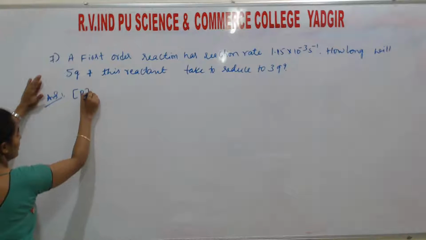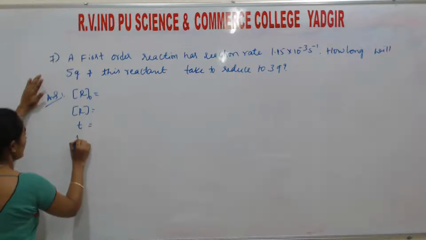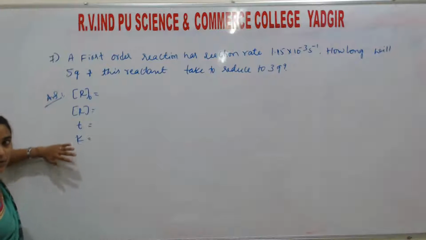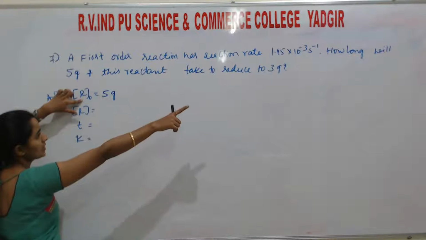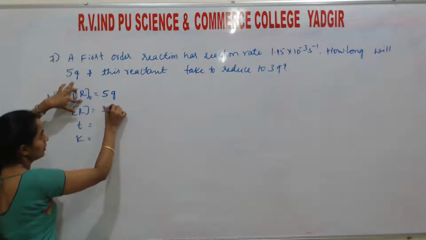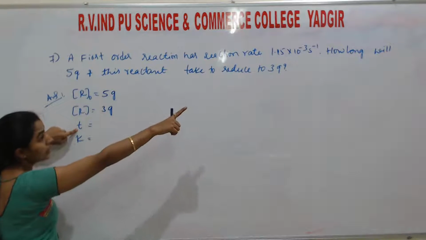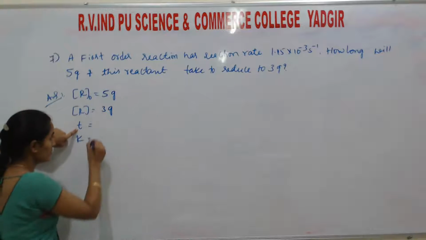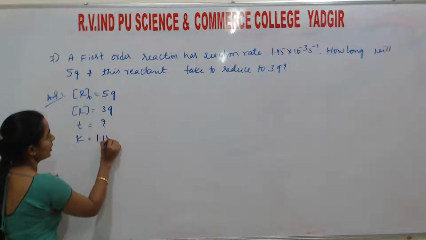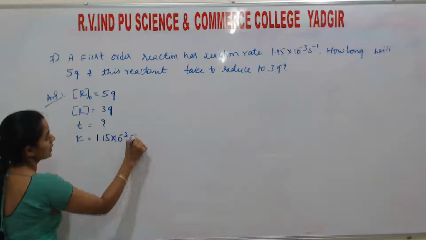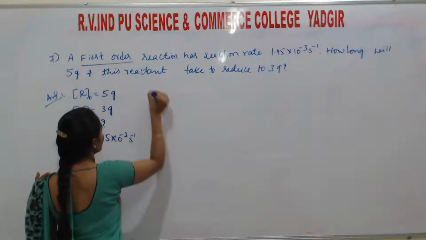Again the initial concentration we want, final concentration we want, T we want, K. These are the parameters, correct? So R0 value they given 5 gram because it changes from 5 gram to 3 gram. So final means final is 3 gram. Next, we have to calculate time. How long will 5 gram of this reactant take means time. They given the rate constant or reaction rate that is 1.15 into 10 to the power of minus 3 second inverse.